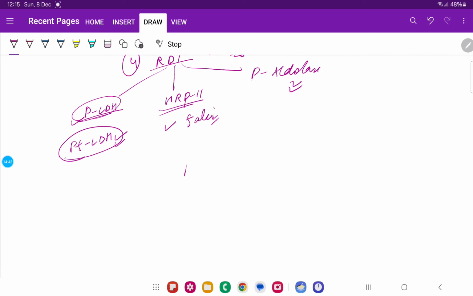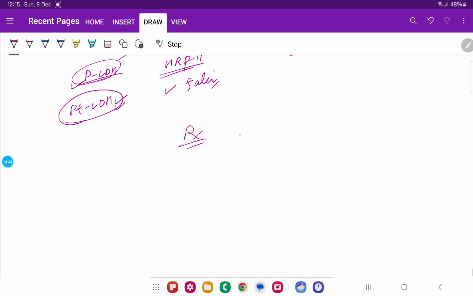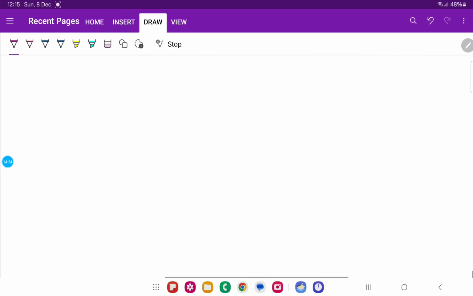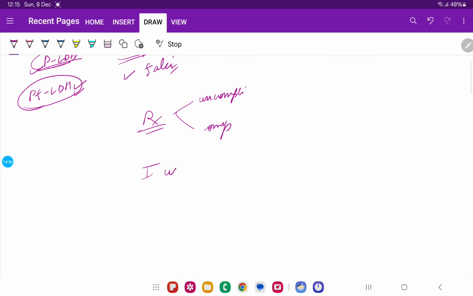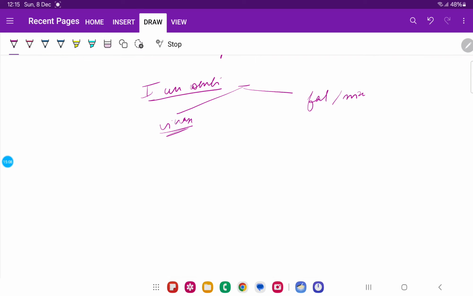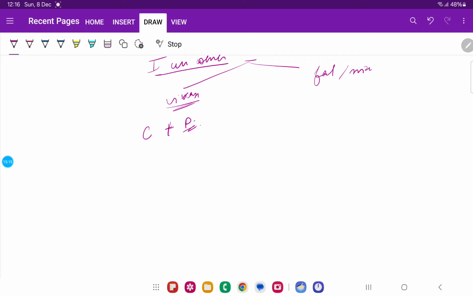Now coming to the treatment. So treatment is divided into uncomplicated and complicated. For uncomplicated, we have Vivax, and we have falciparum or mixed infections. So here for Vivax we give chloroquine plus primaquine. Primaquine is given to prevent recurrence.